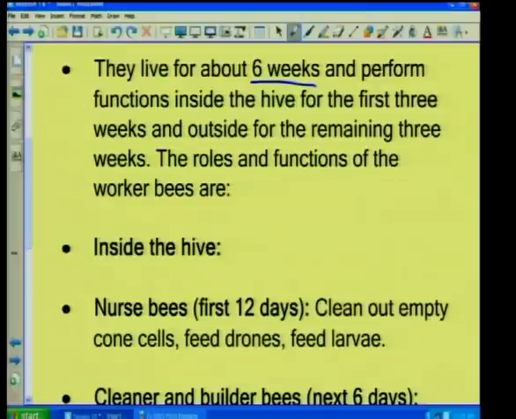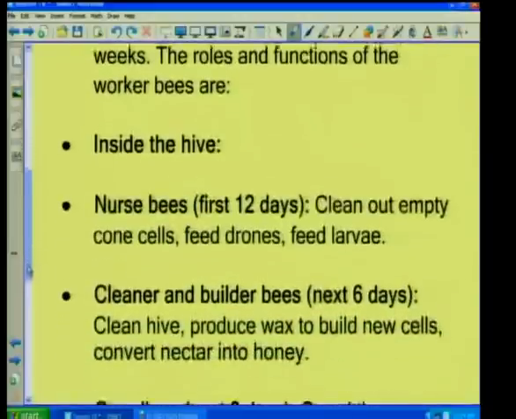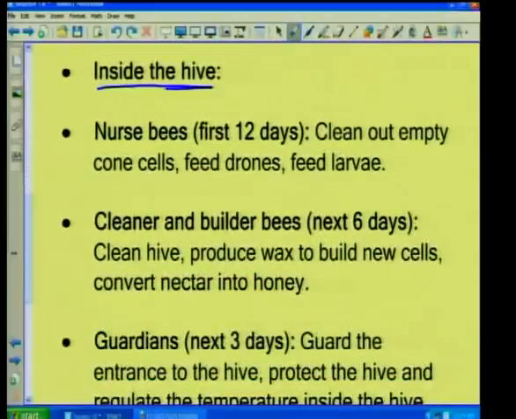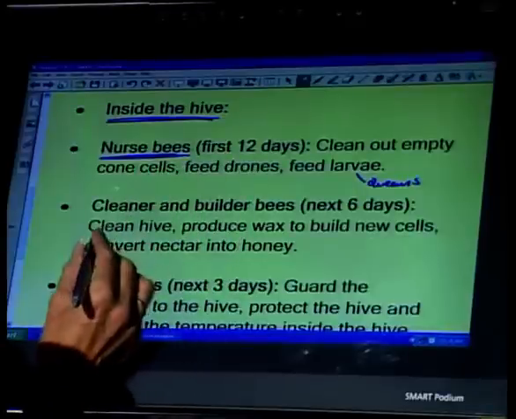The role and function of the worker bees is as follows. When they're inside the hive, they're going to nurse the bees. That's the first 12 days. So they clean out the comb cells. They feed the drones that can't feed themselves. They feed the larvae that are going to develop into queens. Those are the little nurse bees. Their job is just to make sure that everyone is fed and everything is nicely cleaned.